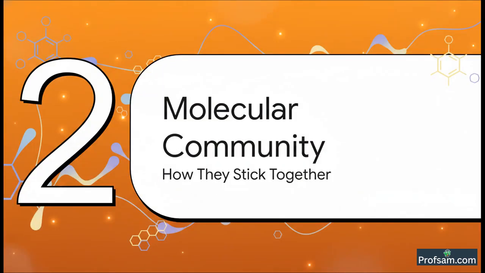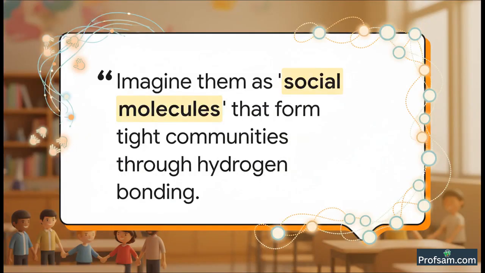So how does this dual ability play out in a collection of molecules? What happens when you have many carboxylic acid molecules together? Let's see how this creates what we can call a strong molecular community. Yes, a very good way to remember this is to think of these molecules as being very social. Because each molecule can both give and receive hydrogen bonds, they are able to form very strong connections with their neighbors, building a very tight-knit community.